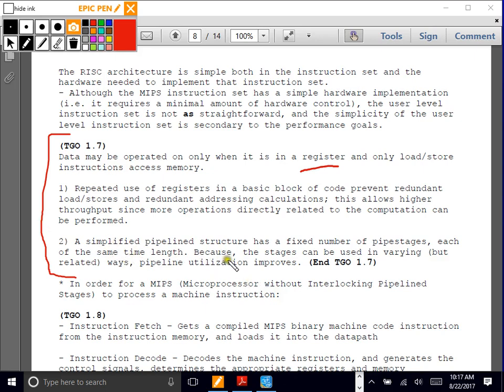And so the second one, a simplified pipeline structure has a fixed number of pipe stages. So in MIPS, it's 5: instruction fetch, instruction decode, execute, memory, and write back. We'll go over that in more detail later in the course. Each of them has the same time length. And this is going to become important because you want to have a high frequency. So if you have 5 stages, you want it to be just longer than the longest operation takes. That way, that one's completed, and then you're immediately ready to move all the values to the next pipe stage. A simplified pipe structure has a fixed number of pipe stages, each of the same time length. Because the stages can be used in varying but related ways, pipeline utilization improves.